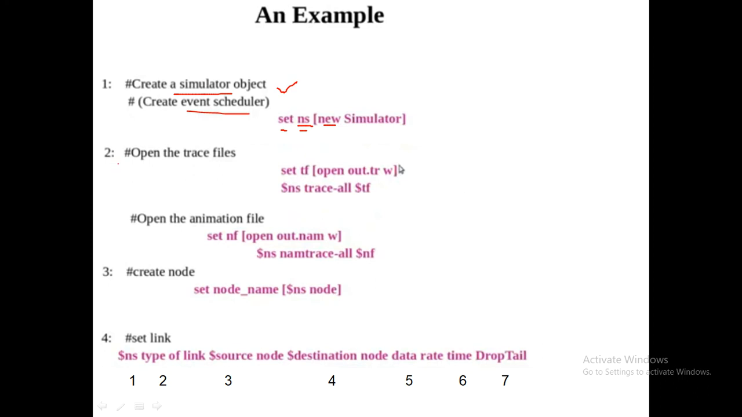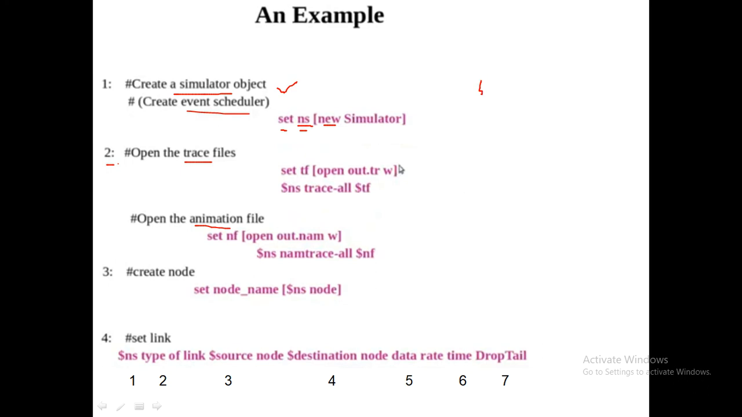The second step is to create two files. What are the two files? One is the trace file, the other is the animation file. We are going to open the trace file and open the animation file. What is the command here? First set tf. You are just saying it is a trace file, some name you are giving.